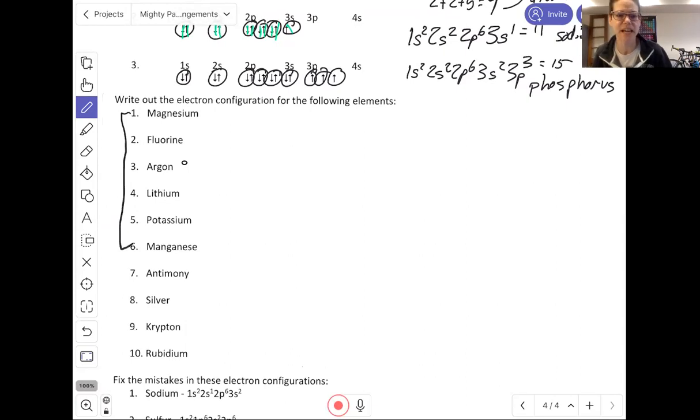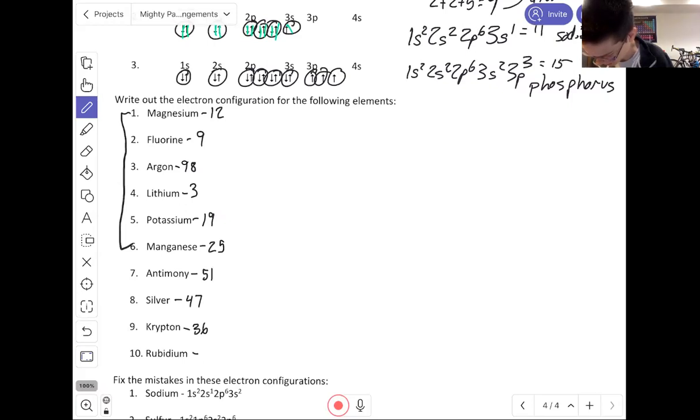Magnesium and manganese. This is a common problem. Those two words are almost exactly the same, but they are not the same element. Magnesium is Mg and its atomic number is 12. Manganese is Mn and is atomic number 25. So they are a little different. But magnesium is 12, fluorine is 9, argon is 18, lithium is 3, potassium is 19. Antimony is, I think, 51. Silver, 47, unless I'm crazy. I might be. 36, rubidium, 37. If I got one of those wrong, let me know.